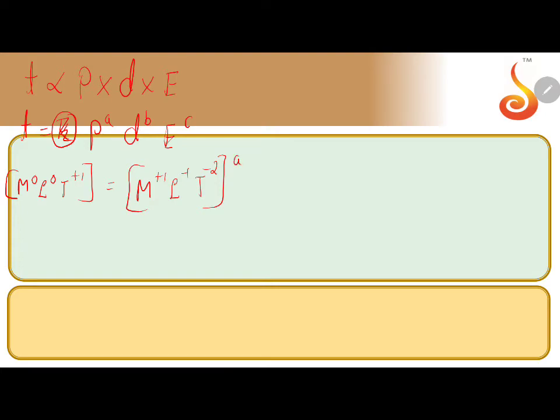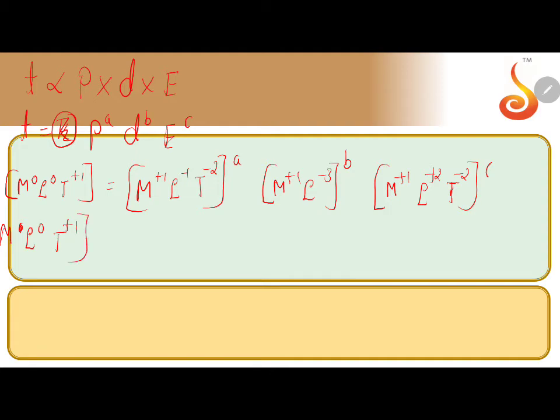Next you have density, M to the power plus 1, L to the power minus 3, all to the power b. And energy, M to the power plus 1, L to the power plus 2, T to the power minus 2, all to the power c. If you rearrange it and write it in a more organized way, you would get M to the power a plus b plus c, L to the power minus a minus 3b plus 2c, and T to the power minus 2a minus 2c.